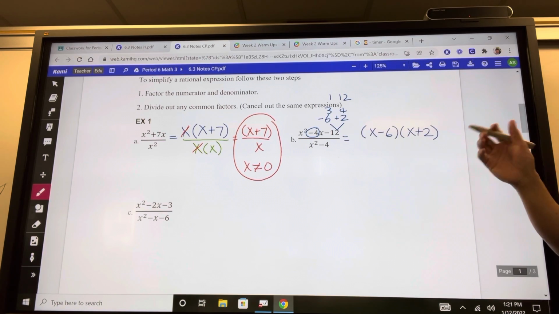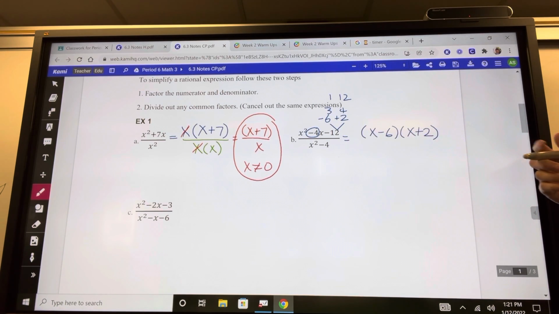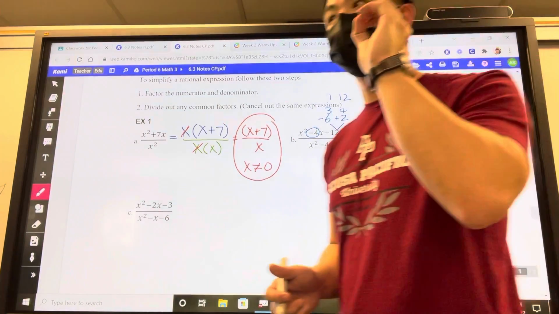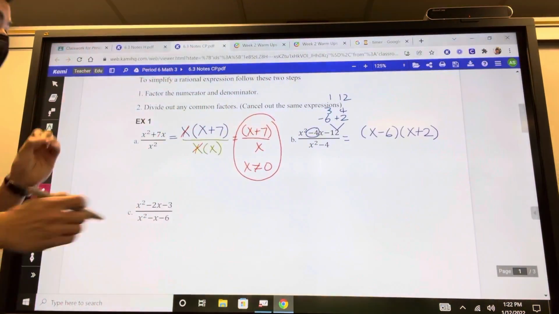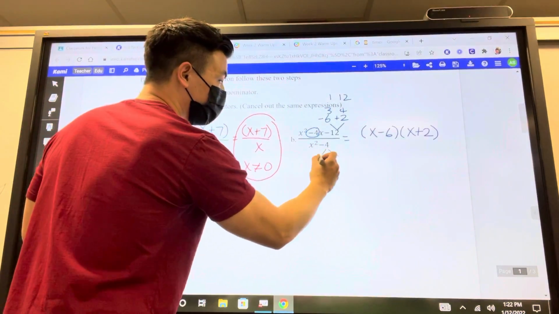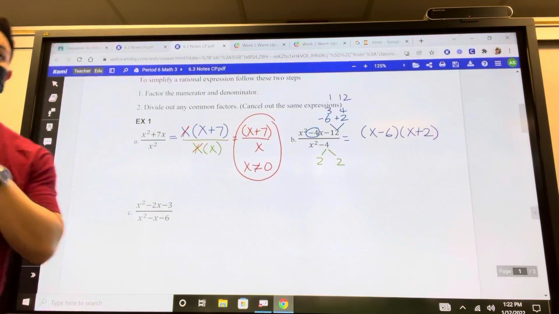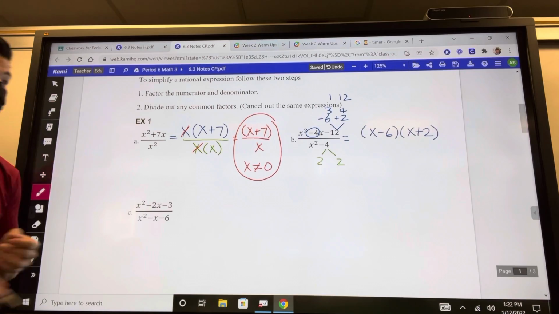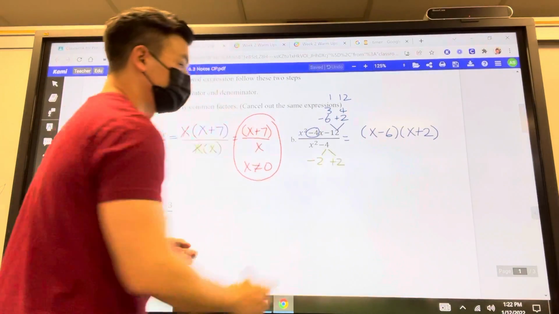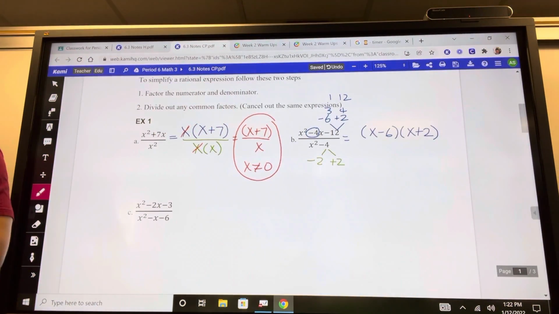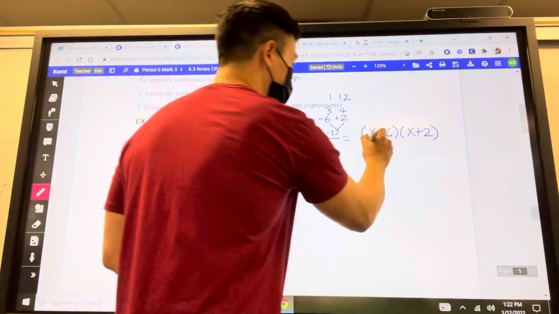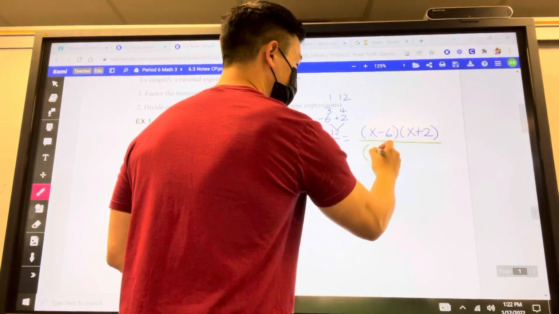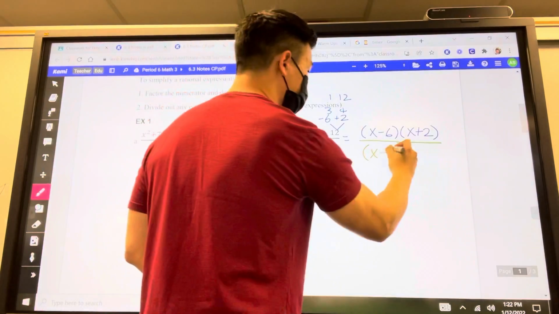Do I have a number with an x next to it? No, so I'm missing my b term. So my b term is technically 0. Do I have factors of 4 that make 0? Negative 2 and positive 2. Absolutely. If I do negative 2 and positive 2, these will add to make 0, and my middle term is 0. So my factored form would be x plus 2, x minus 2, yeah.